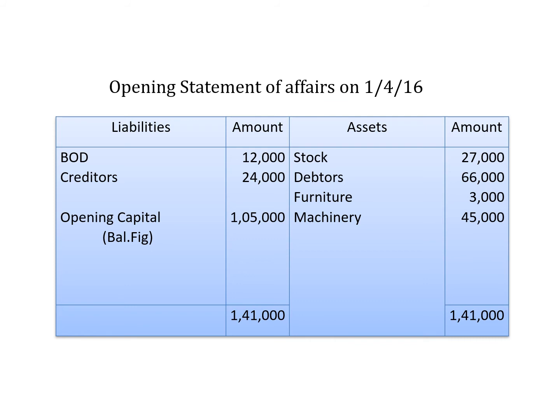Now total the statement and check out what do you get. So here towards asset side we arrive at 1,41,000 as the total. Take the same total, balance the account. You get 1,05,000 as a balancing amount towards liability side, which is nothing but opening capital. So we have found out opening capital as 1,05,000 by preparing the opening statement of affairs.